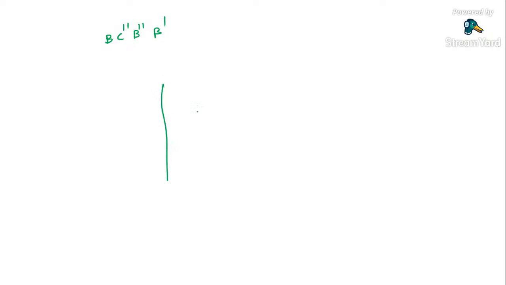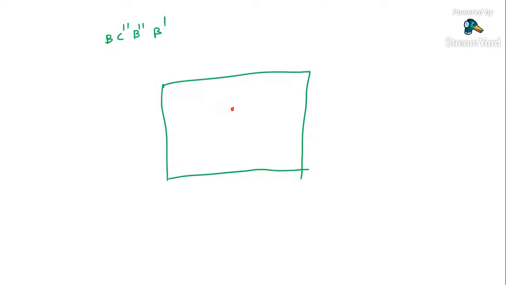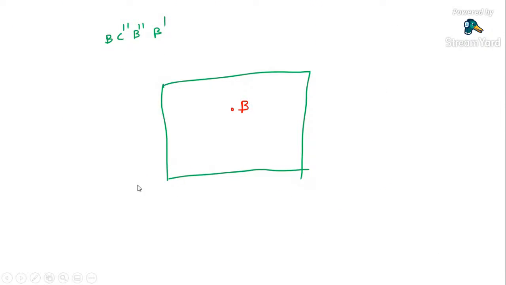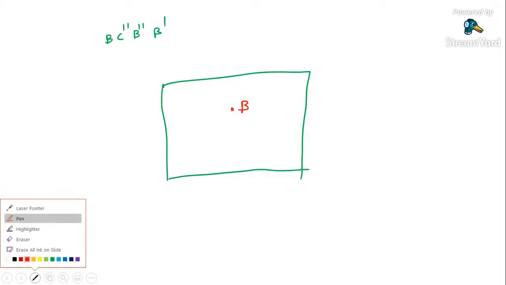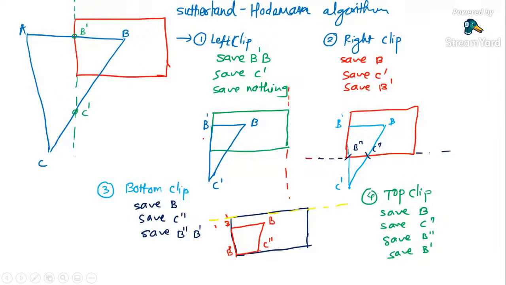Suppose this is the window. B is somewhere here, then C double dash is here, this is C dash, and B double dash, and this is B dash. So the output is somewhat like this by using the Sutherland-Hodgeman algorithm. This is nothing but the polygon after clipping using the Sutherland-Hodgeman algorithm.